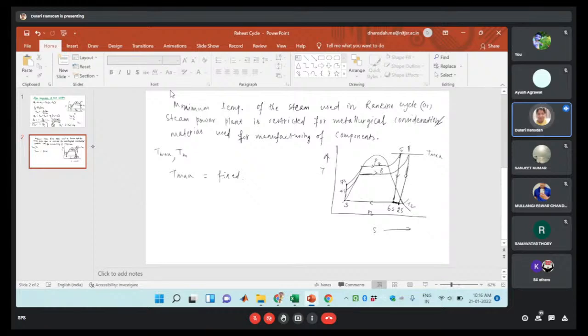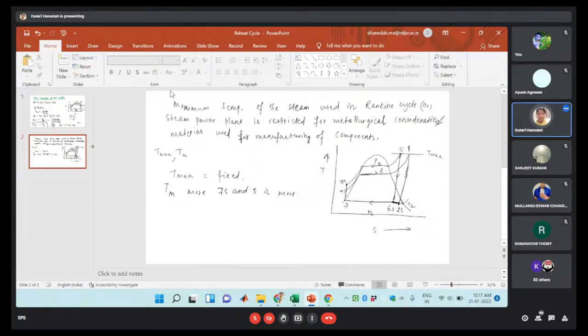So if T max is fixed, to get the maximum work, your P1 pressure will increase to the P2 pressure. Also, your mean temperature of heat addition will increase. So your mean temperature will be more in case of 7S and 5. Suppose your P1 pressure is increasing to the P2 pressure.